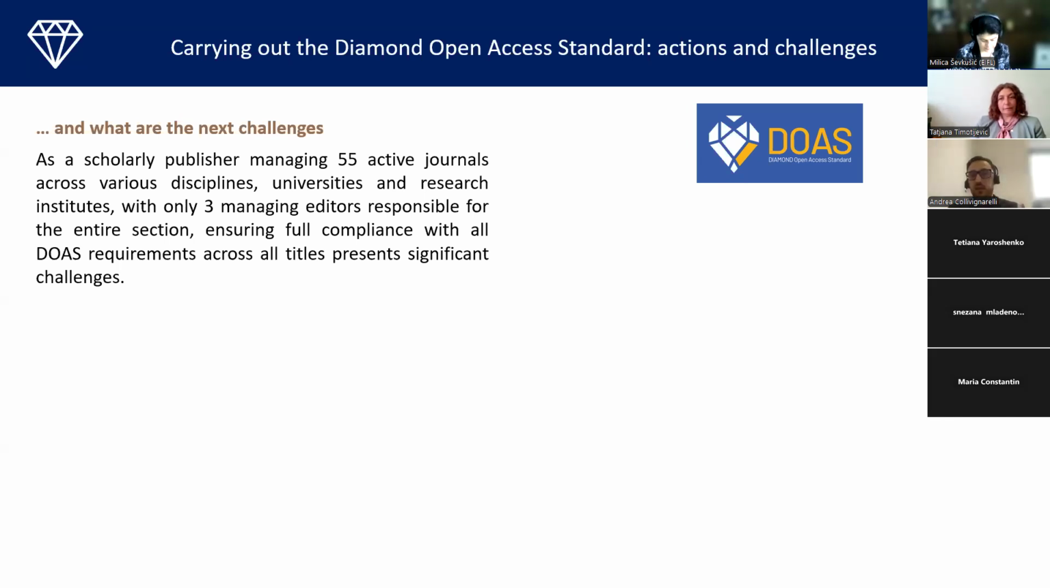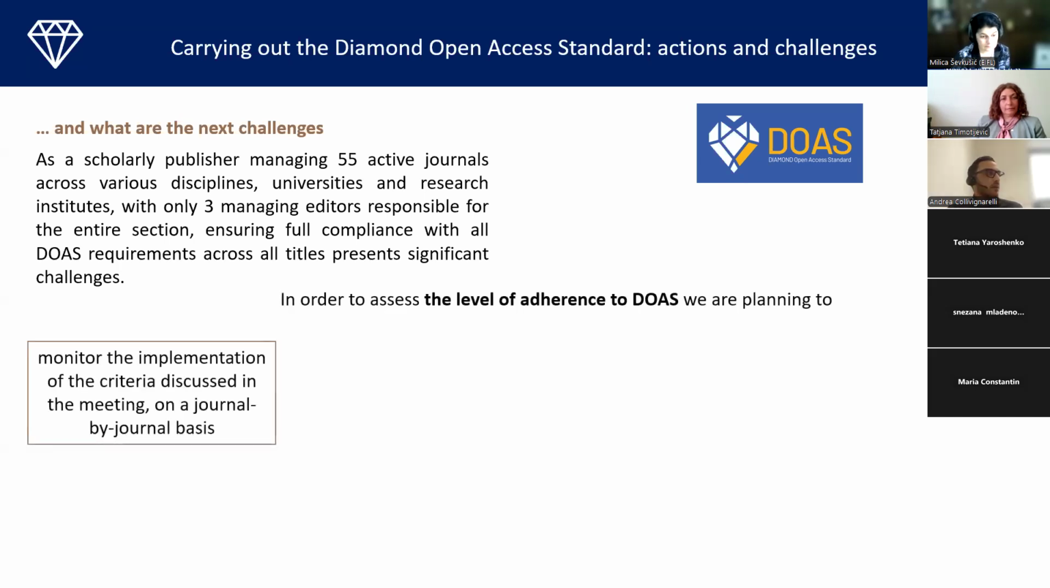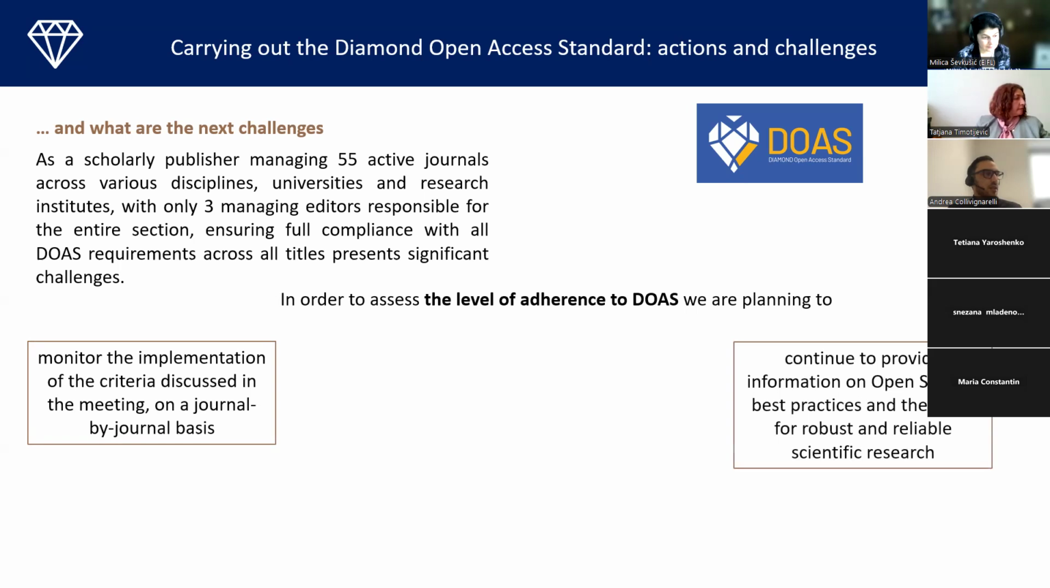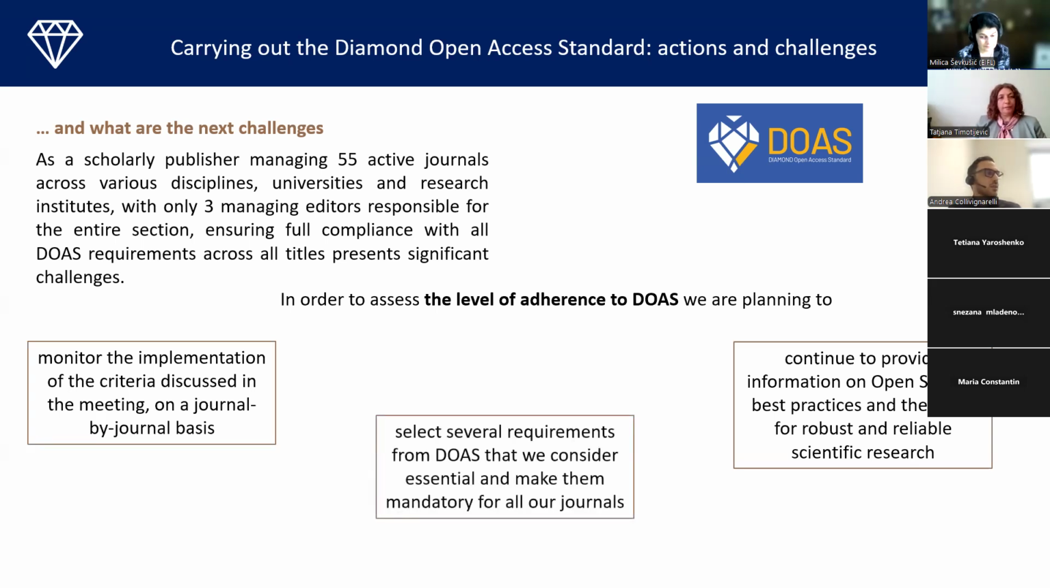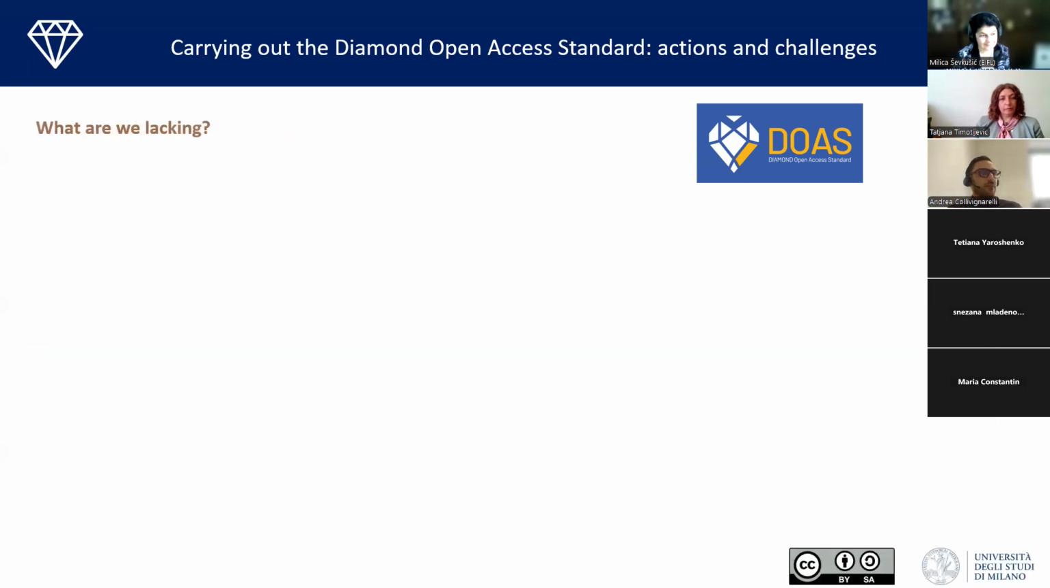We are tracking which of our journals have implemented the DOAS requirements we selected, and we are doing it in many ways. So monitor the implementation of the criteria, continue to provide information on open science best practices and their role for robust research, and so select, as I said, several requirements from DOAS that we consider essential. I don't know if I was a bit fast or not.